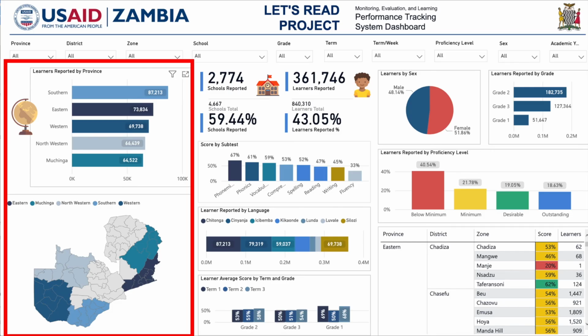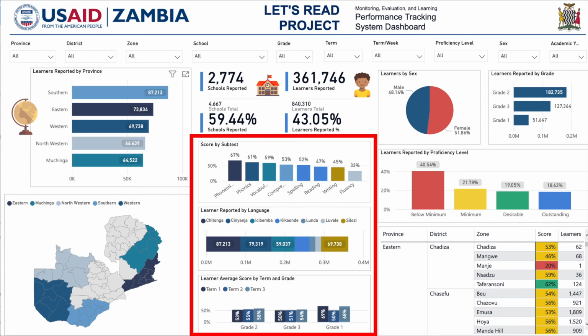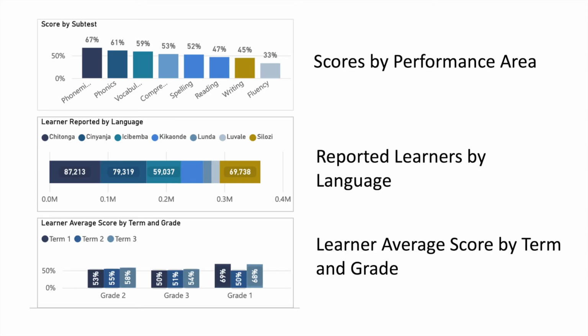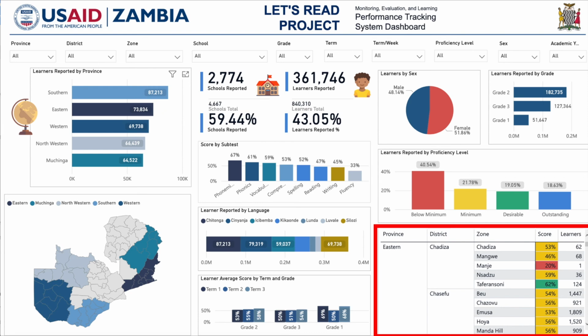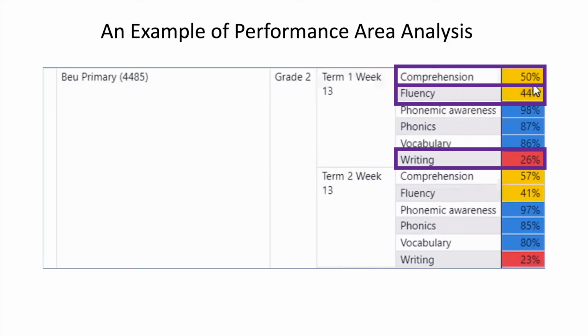If we return to the dashboard and zoom in on the leftmost chart and map, we can see the number of learners reported by province. If we go back and look at the middle data, we can see scores by performance area, reported learners by language, and the learner average score by term and grade. And importantly, we can drill into data on particular assessments at particular districts. Here is a close-up of that data showing scores color-coded by proficiency level and sorted by geographic zone. Since uploaded scores to particular questions are tagged by performance area, we can also drill into performance area breakdowns for specific assessments at particular schools.